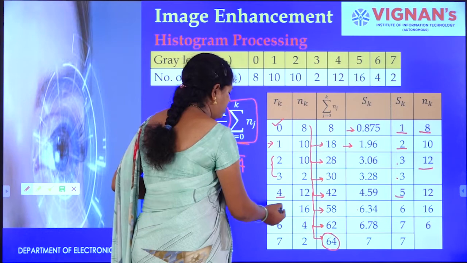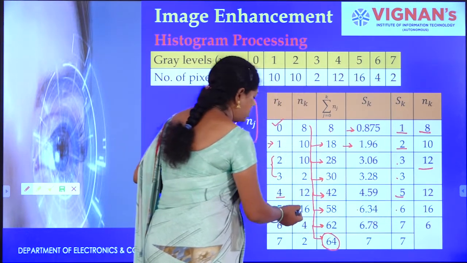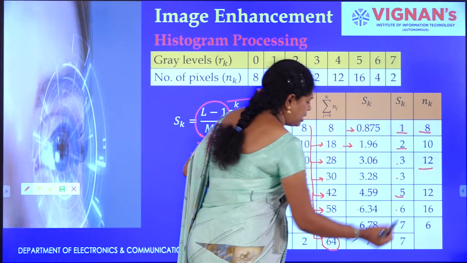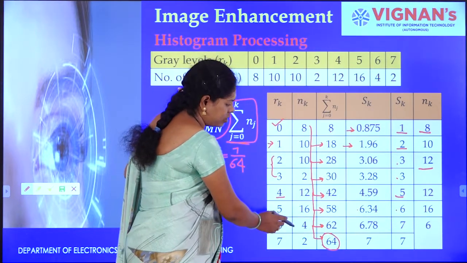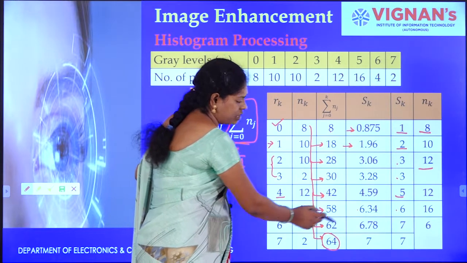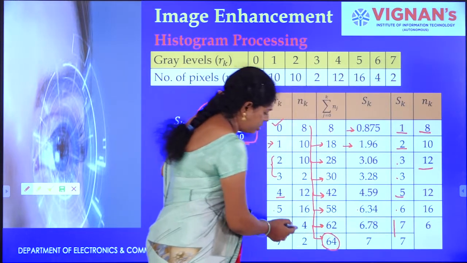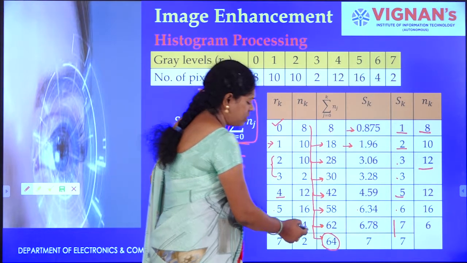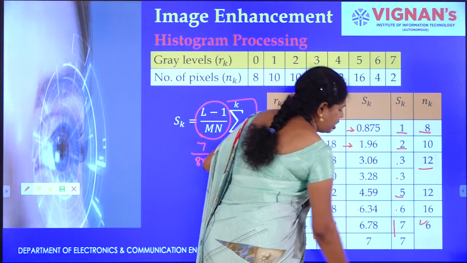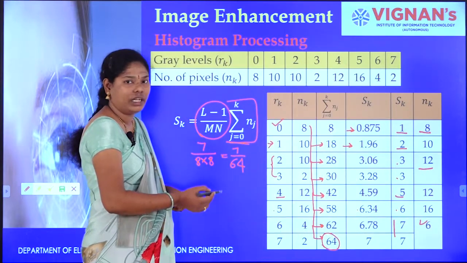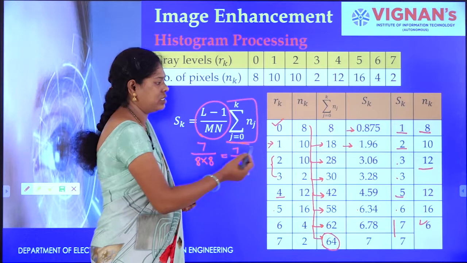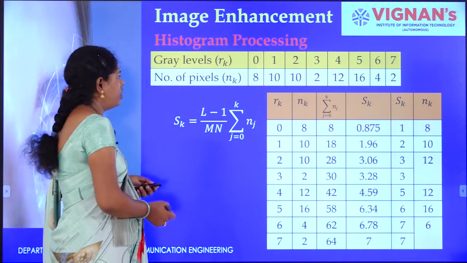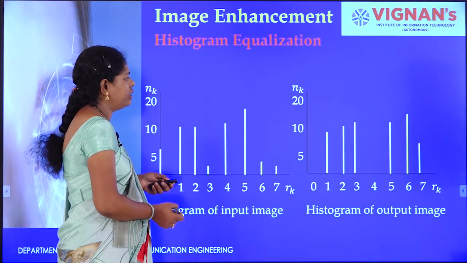The next, 5 is mapped to 6. So 5 is 16 times, so the 6 is replaced with 16 times. And here the 6 and 7 both are replaced with 7, and here the 6 is 4 times and 7 is 2 times, and by adding this, 4 plus 2 is 6. So the equalized image consists of the intensity value 7 how many times? 6 times. Okay, this is the equalized image.